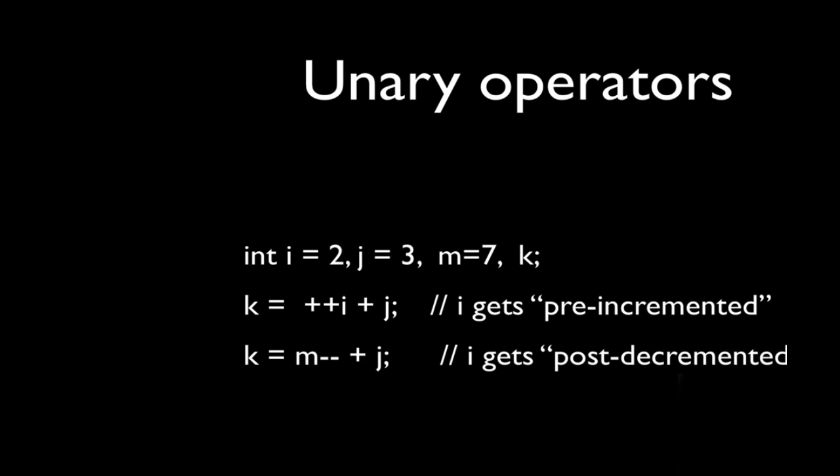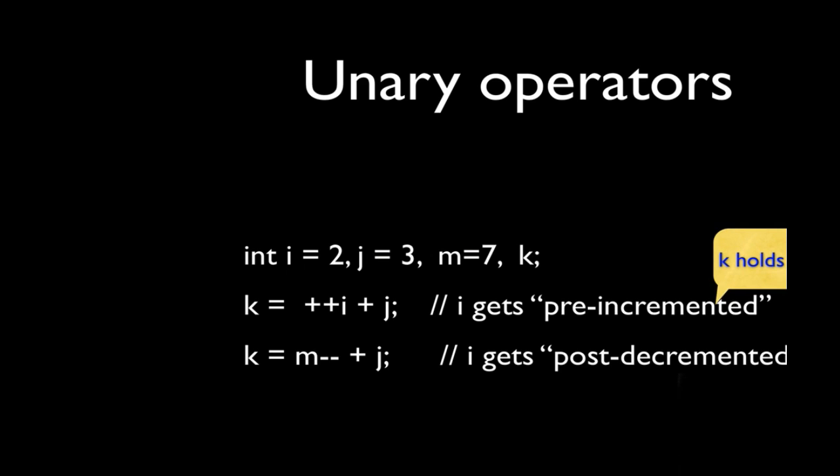In the first statement, k equals ++i plus j. The ++i is what we call a pre-increment. Because the ++ operator appears before the variable, i is going to get pre-incremented. It's going to get incremented before it's used in the broader expression in which it appears. So in this case, i is 2, so it's going to become 3, which we're going to add to j, giving us a final value of 6 in the variable k.